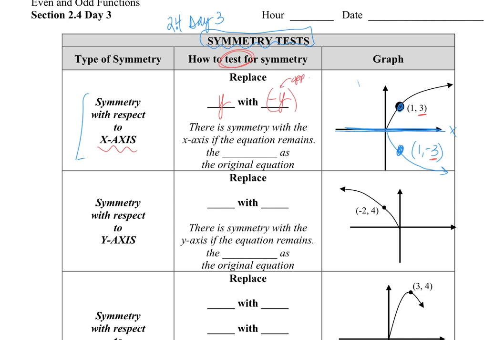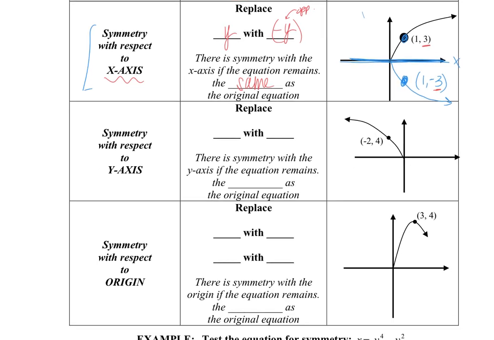And when I plug that in and I simplify, if there is symmetry with respect to the x-axis, then the equation remains the same as the original. You'll see what I mean when we actually do the testing, okay? But if I'm checking on the x-axis, I replace the y, because that's what changed on my picture.